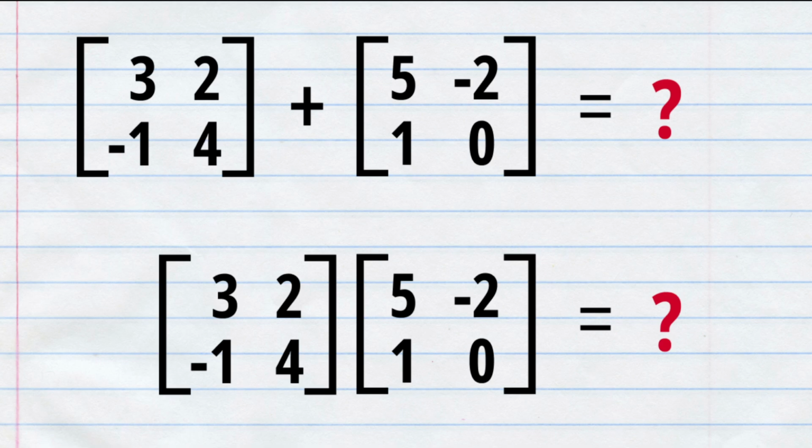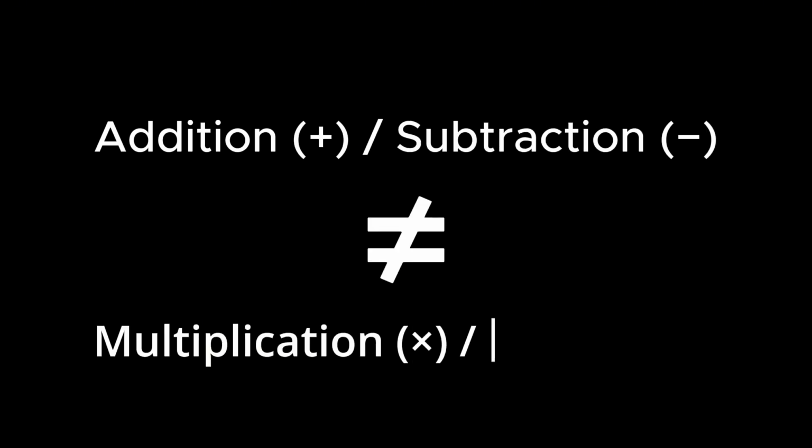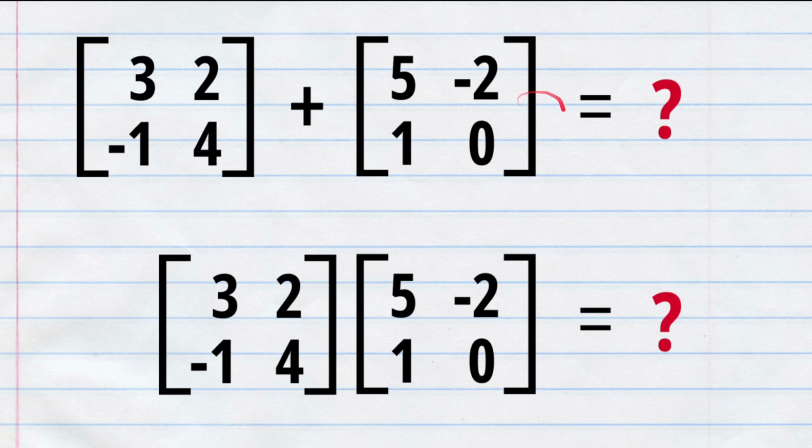One thing I always emphasize is that addition or subtraction is totally different with multiplication or division. To solve the equation on the top, we will need to add the two matrices together. This is not matrix multiplication. To solve the equation on the bottom, we will need to perform matrix multiplication. In case you are still confused, to add two matrices together, we add its corresponding elements. 3 add with 5, 2 add with -2, -1 add with 1, 4 add with 0.